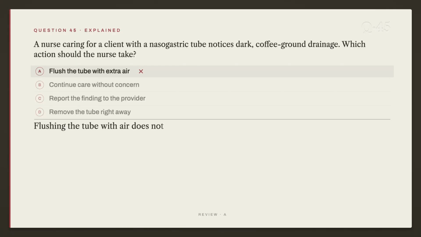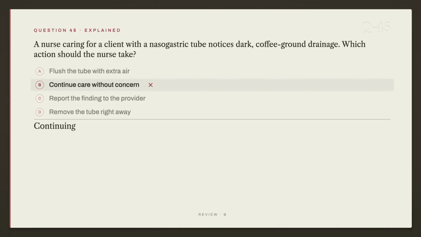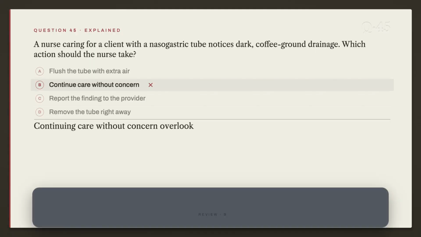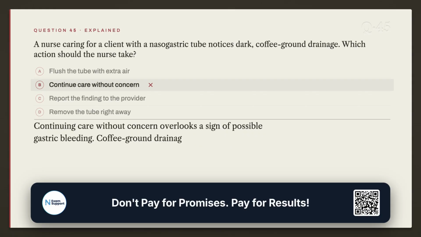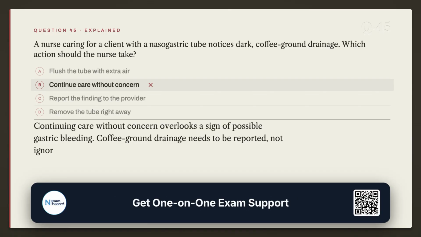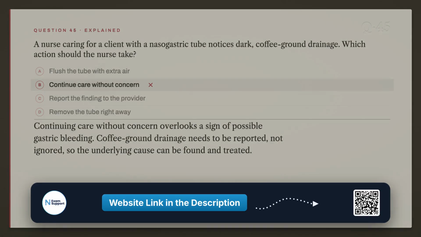without delay. A is wrong because flushing the tube with air does not address possible bleeding and could worsen the situation. The nurse reports the coffee ground drainage rather than flushing the tube with air. B is wrong because continuing care without concern overlooks a sign of possible gastric bleeding. Coffee ground drainage needs to be reported, not ignored, so the underlying cause can be found and treated.